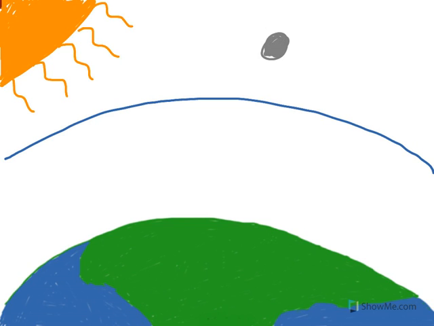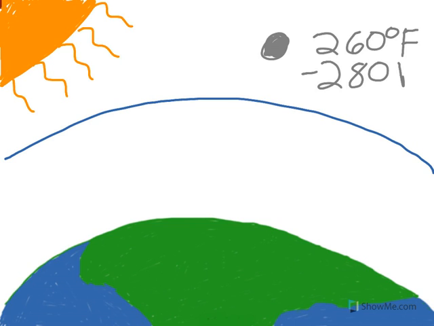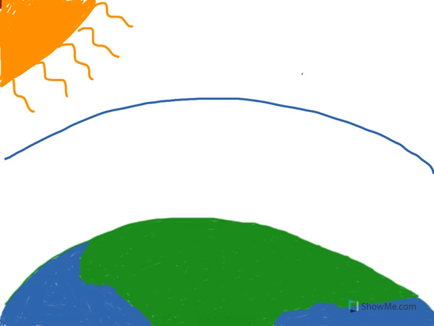And on the moon, during the day, temperatures can reach 260 degrees Fahrenheit. That's hotter than water boils, and it can get as cold as 280 degrees below zero Fahrenheit at night. So if we did not have the Earth's atmosphere, the Earth would be more like the moon and have very extreme temperatures.